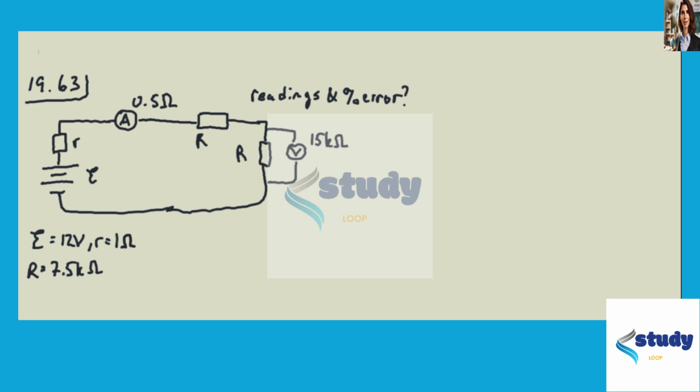19.63. So we have a circuit set up here. We have a battery with some internal resistance, and then we have two identical resistors in series connected to that. Additionally, we've connected an ammeter and a voltmeter that each have resistances associated with them. So we want to figure out what the ammeter reading and the voltmeter reading will be, and what the percent error is for both of those, as opposed to if they weren't present in the circuit.